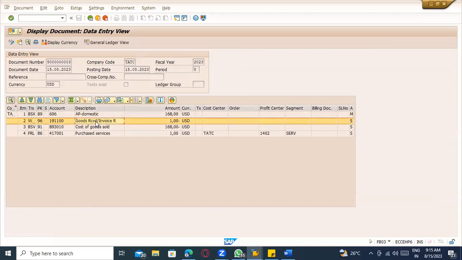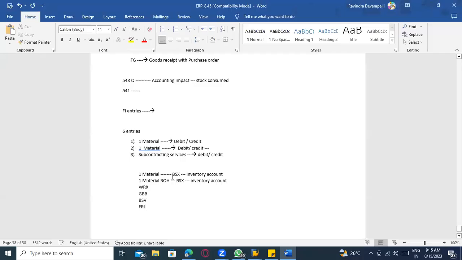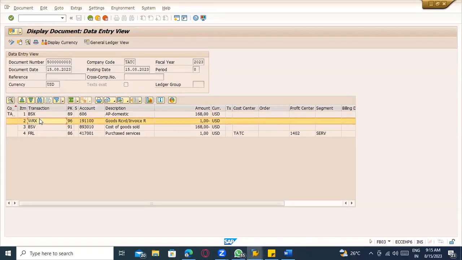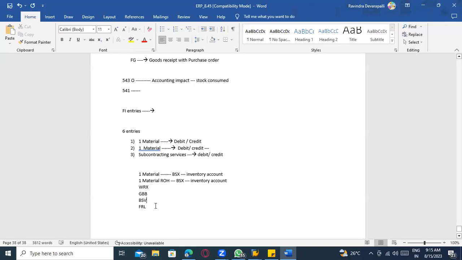Okay, for that I need to clear the invoice, the GRIR clearing account. WRX will come, right? So that is what I just said. WRX will come. So it is a common process, BSX and WRX. And other than that, we will be getting the cost of goods sold and purchase services, that is external.